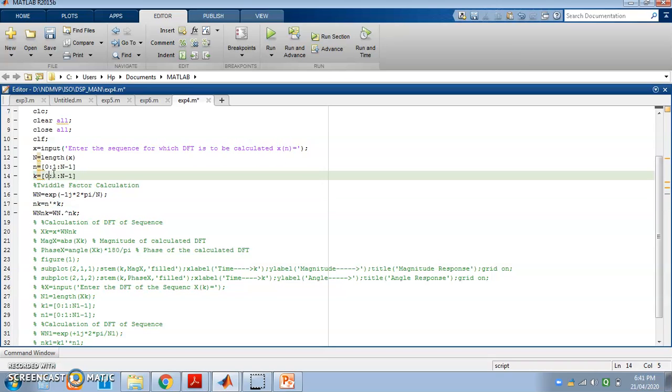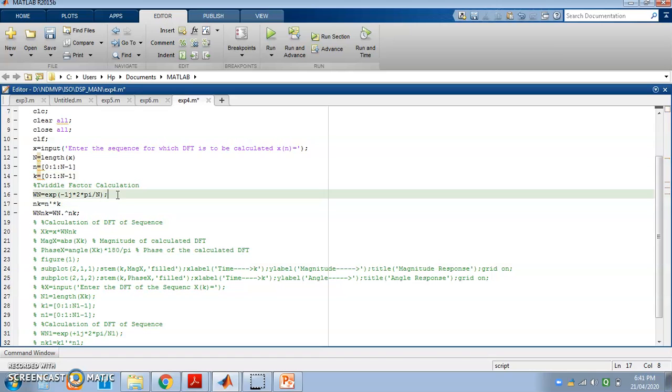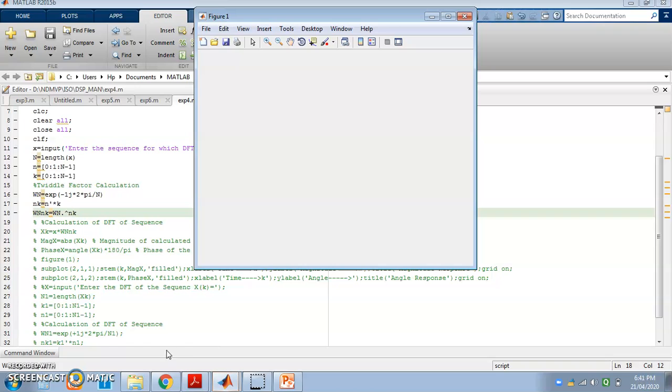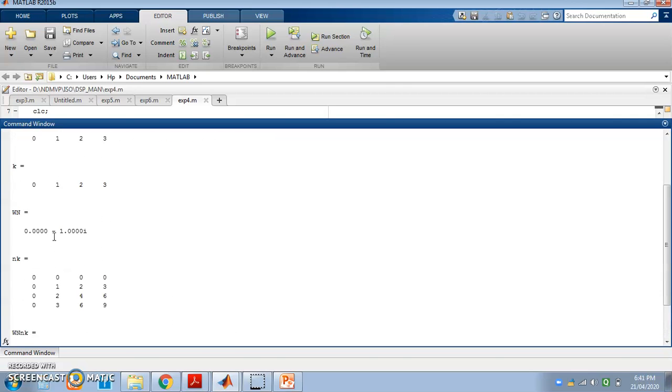As it is a 4 by 4 matrix, it is just in terms of number of rows into number of columns. So n transpose into k, if we find that out, we will have the values of the twiddle factor matrix. And once I know the twiddle factor matrix, it is easy to multiply it with the input signal and to have the output, that is the DFT. If we run this code up to this point, we come to the command window. We have to enter the sequence 0, 1, 2, 3.